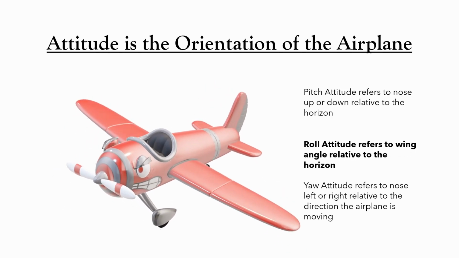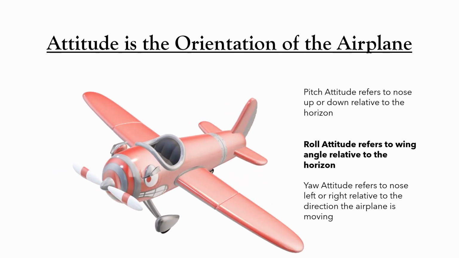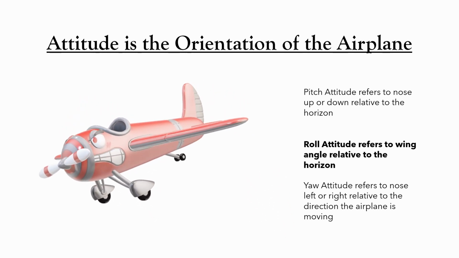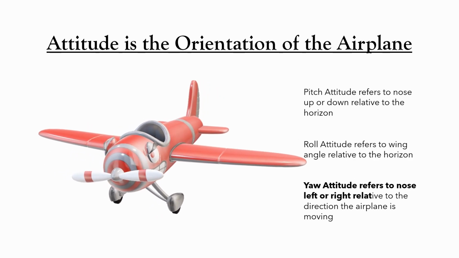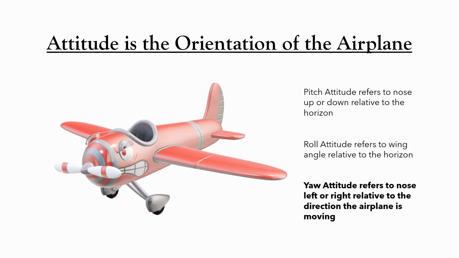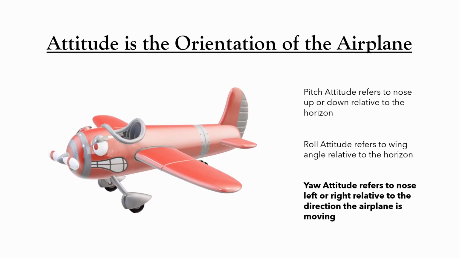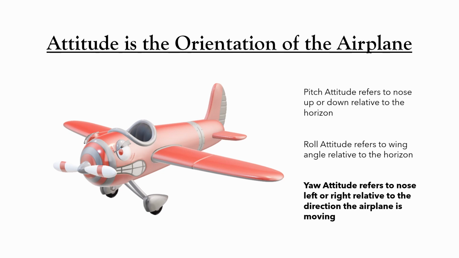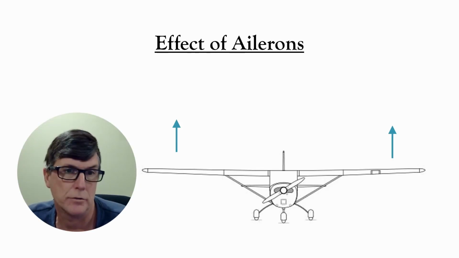Roll attitude refers to the wing angle relative to the horizon. And finally, yaw attitude refers to the movement of the nose left or right relative to the direction that the airplane is moving with respect to the air. We'll start by talking about the ailerons.